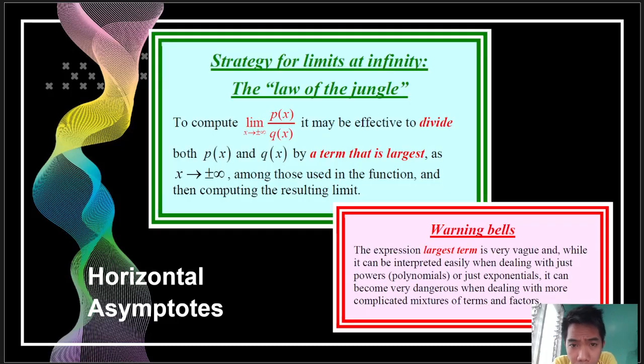So just like the vertical asymptote, there is also a strategy for limits at infinity. You have the law of jungle. To compute the limit of p of x over q of x as x approaches positive or negative infinity, it may be effective to divide both p of x and q of x by a term that is largest as x approaches positive or negative infinity among those used in the function, and then compute the result.